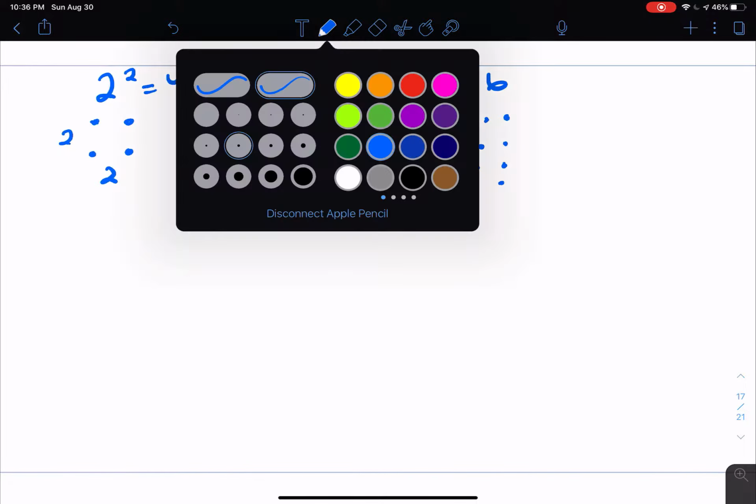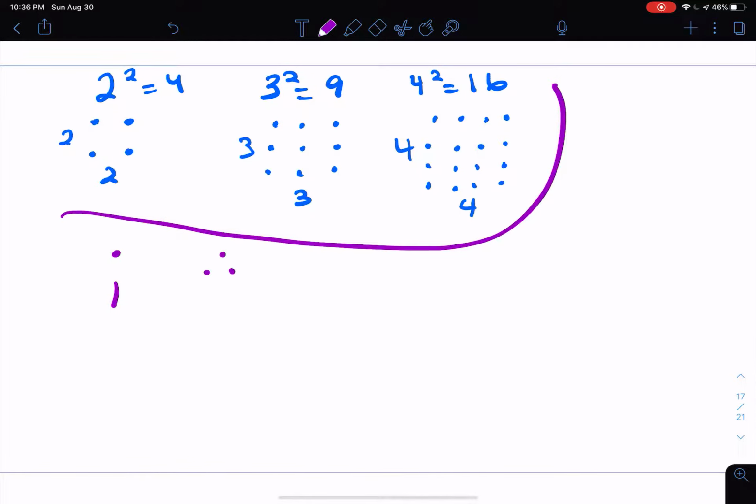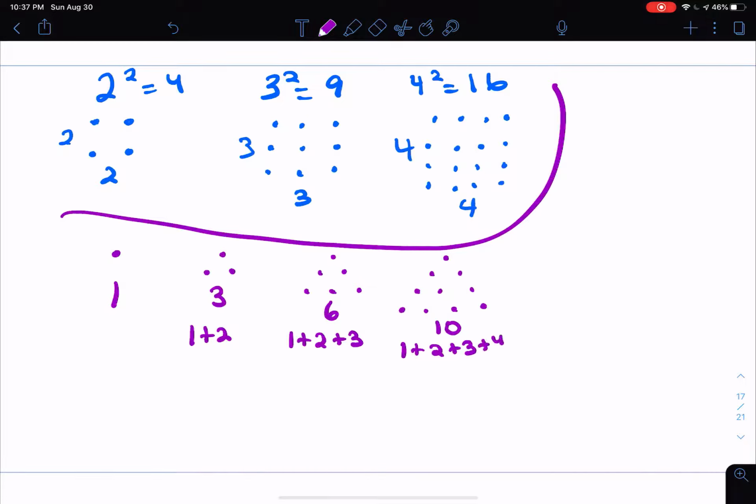Well, triangular numbers are kind of that idea, but with triangles. You start with 1, and then you add 2 more, you get 3. Add 3 more, you get 6. Add 4 more, you get 10. And so on. So notice that each time you just add the next number.